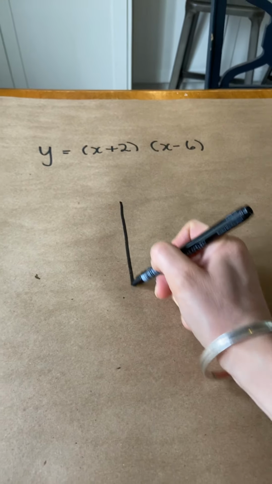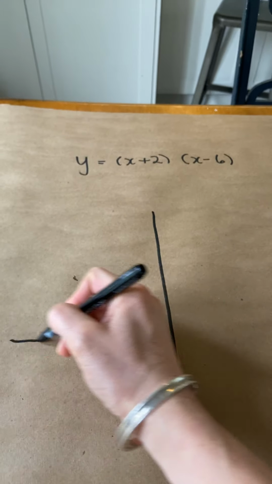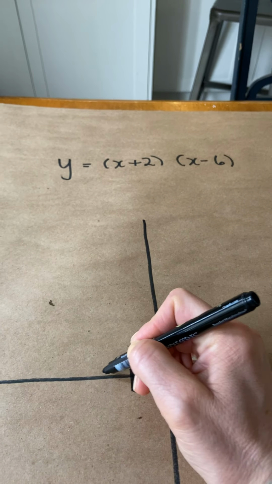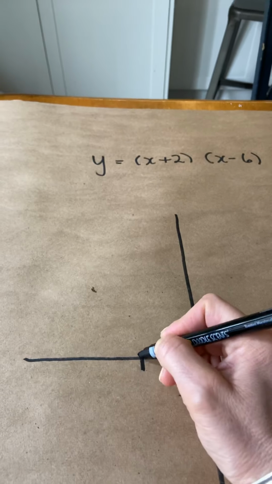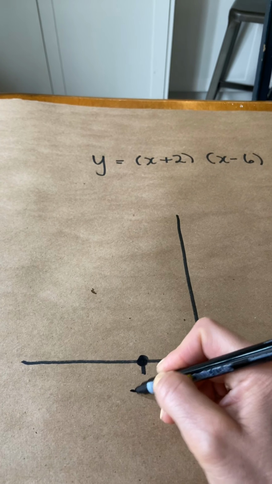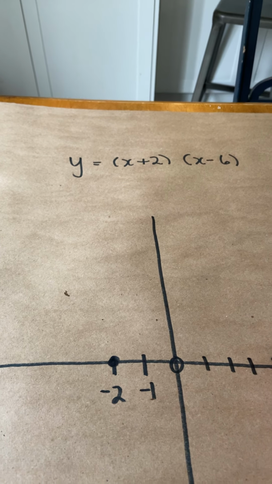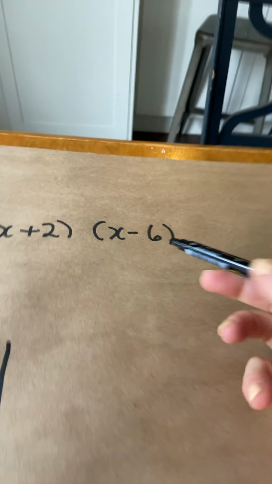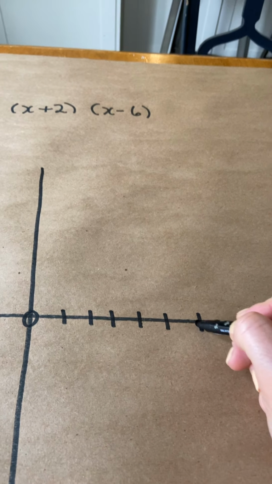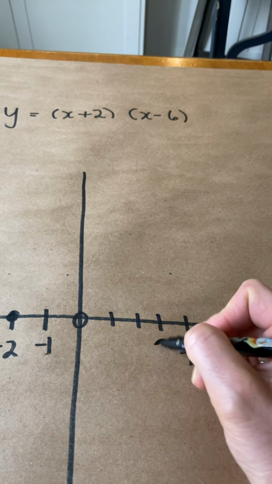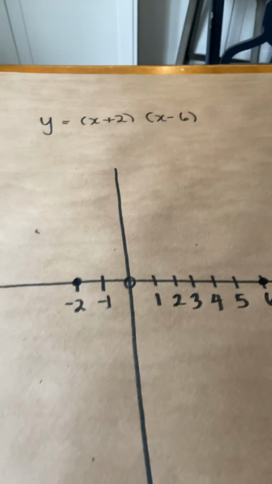And what I can see is that when I graph it, just like in our last video, here in the equation it says plus 2. But when I look at the graph, my x-intercept or my zero is at minus 2. And then I also notice that here in the equation it says minus 6, but on the graph I see the x-intercept is at plus 6.